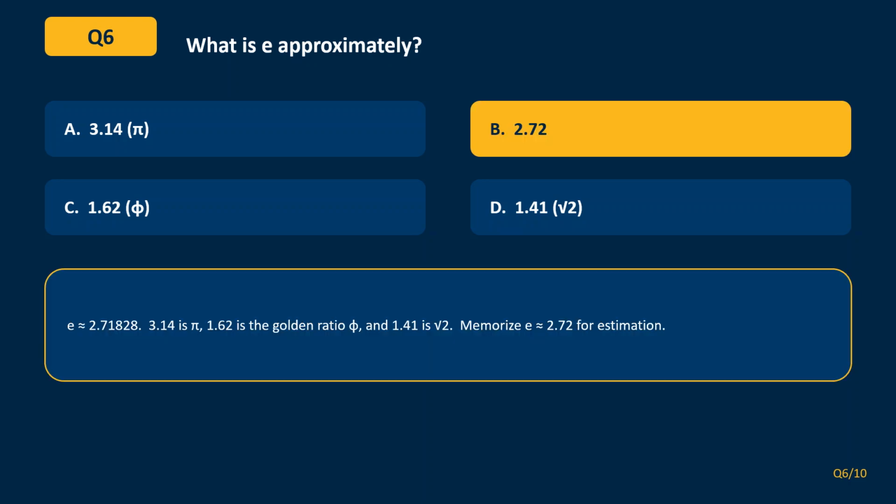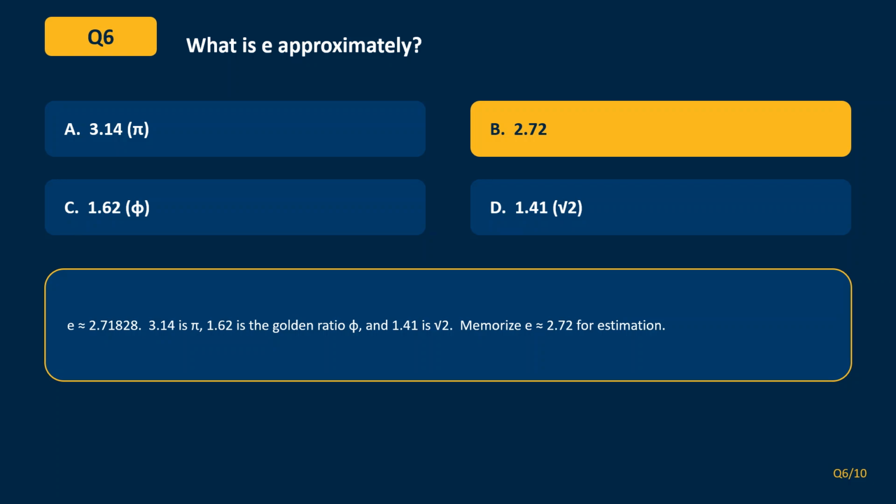e is approximately 2.72, or more precisely 2.71828, and so on. It is the unique real number such that the exponential function e to the x equals its own derivative. Each distractor corresponds to a well-known mathematical constant, testing whether students can distinguish among them. Option A, 3.14, is the familiar approximation of pi, the ratio of a circle's circumference to its diameter.